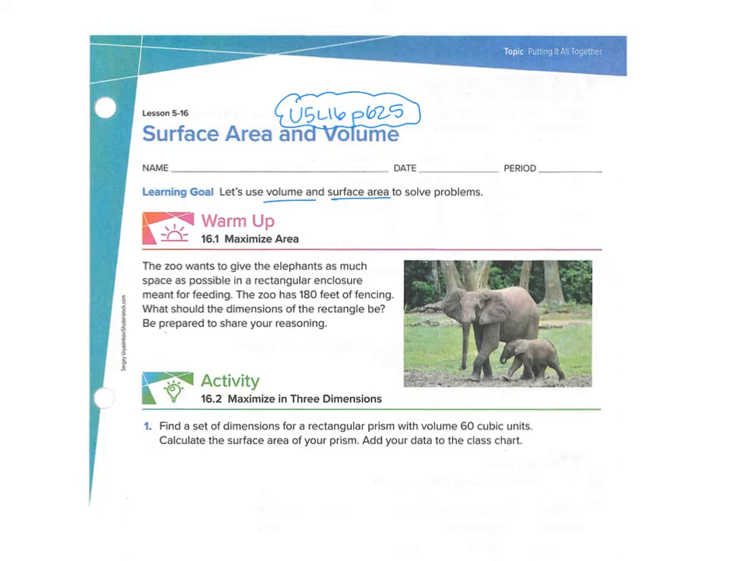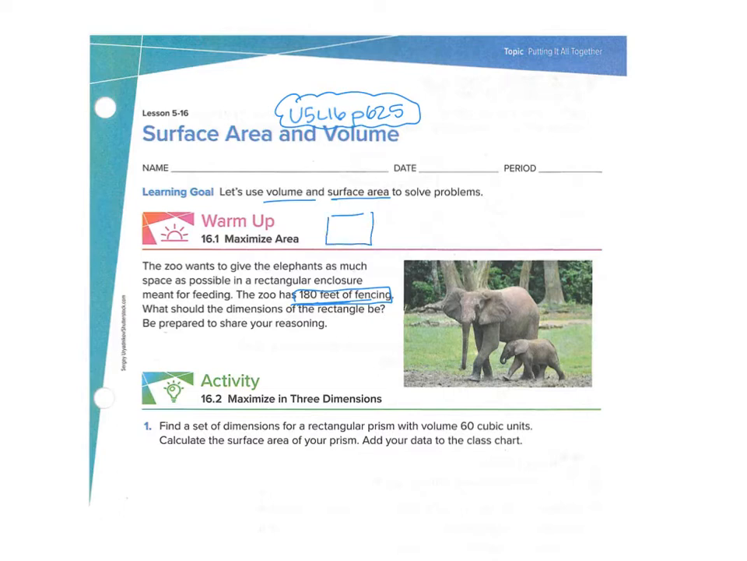The zoo wants to give elephants as much space as possible in a rectangular enclosure meant for feeding. It has 180 feet of fencing. What should the dimensions of the rectangle be? So the 180 feet of fencing perimeter, that's the fencing that's going to go all the way around all four sides of the pen.